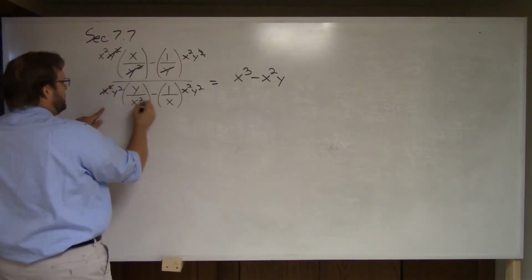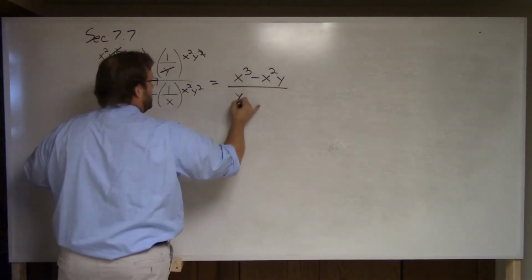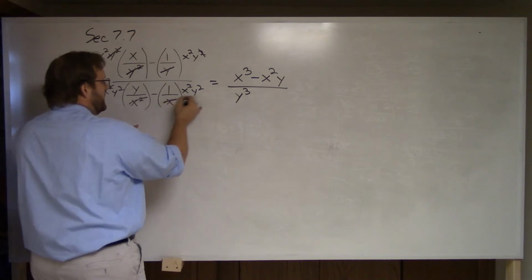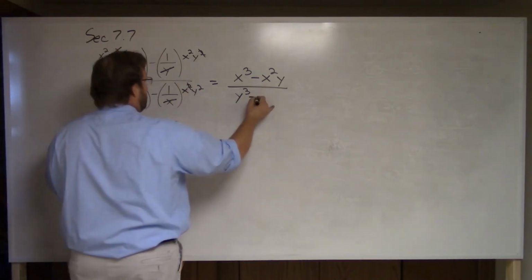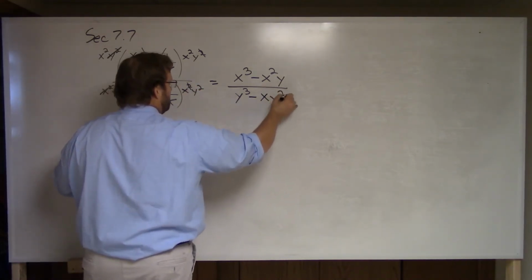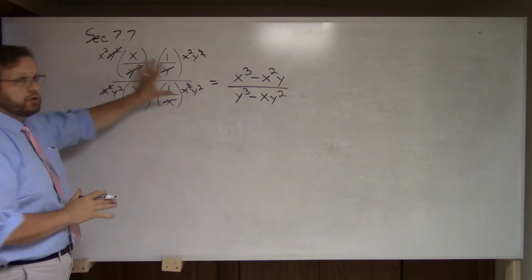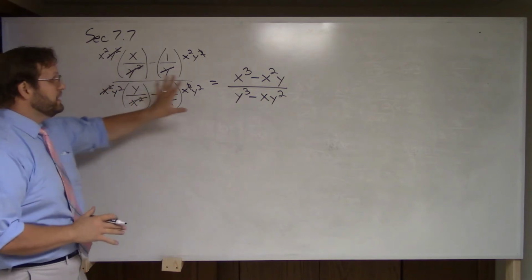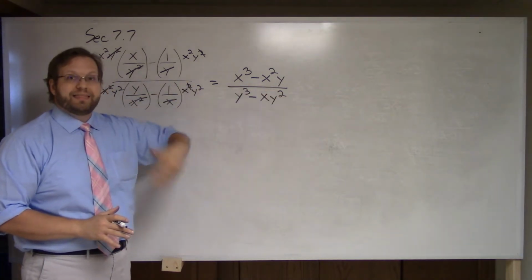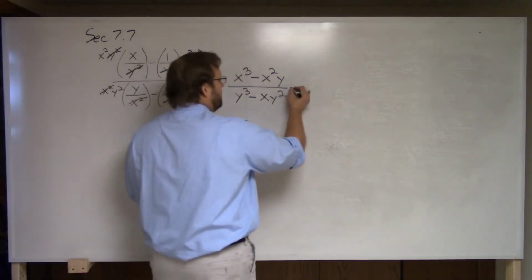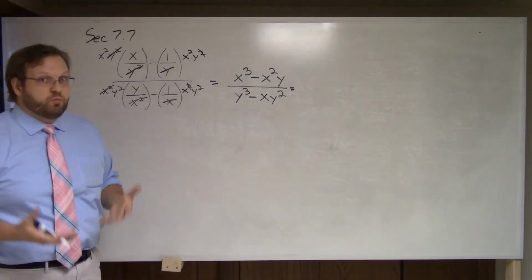Here the x squareds reduce, so I have y cubed. And here the x's reduce out, so I've got minus xy squared. Okay, before we move on, there was a lot going on there. Just read through it again, make sure there were no silly mistakes. Then I continue through, and I have to try and reduce that rational expression now.